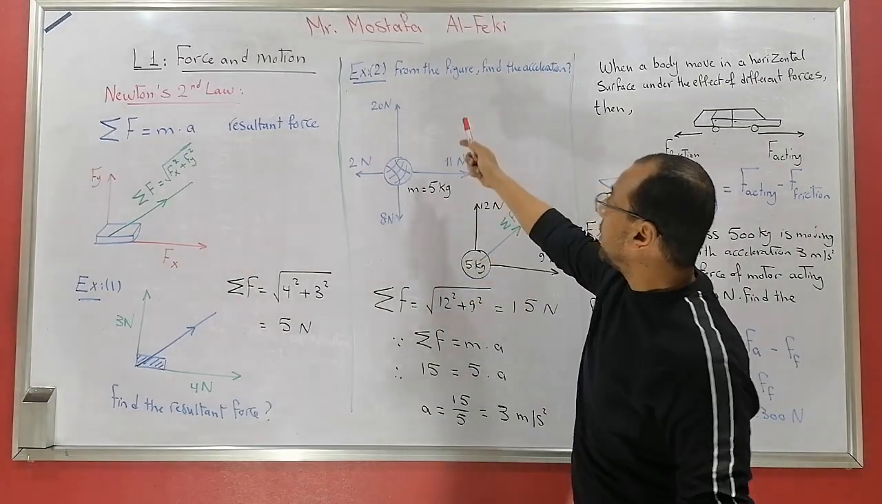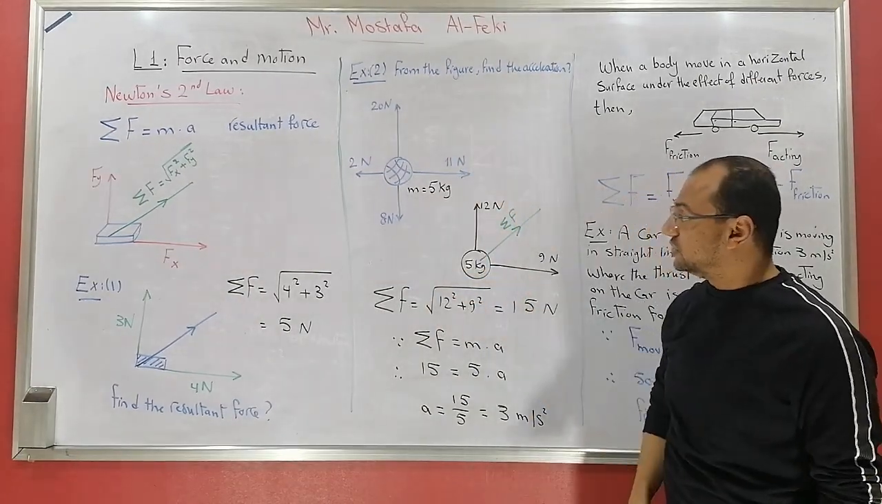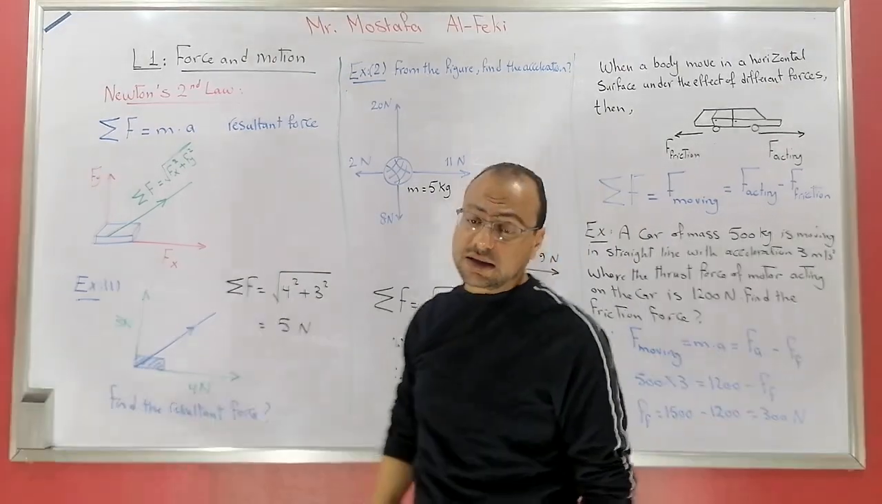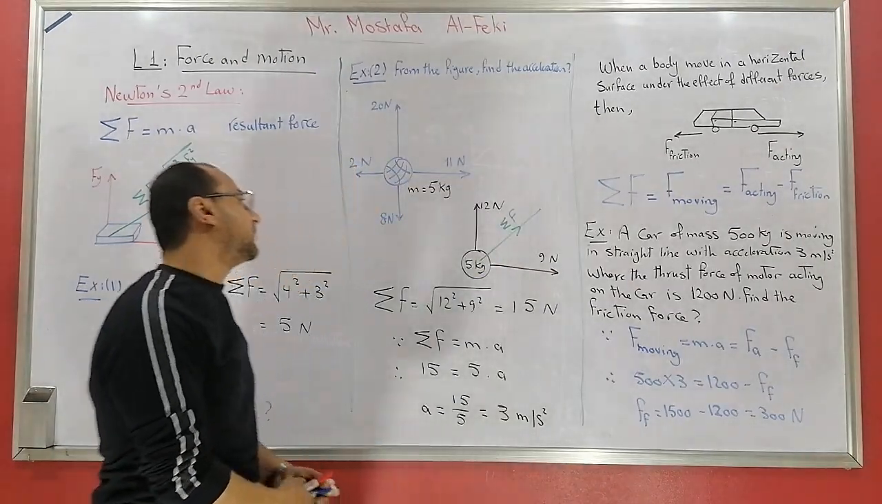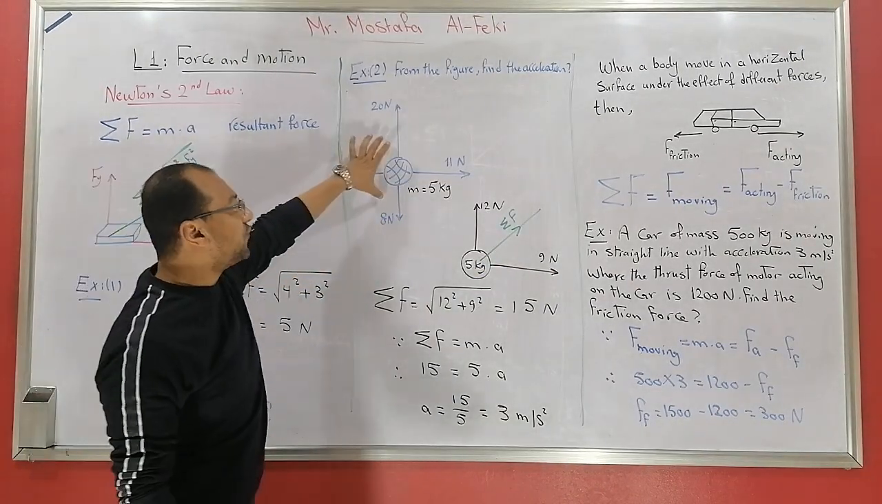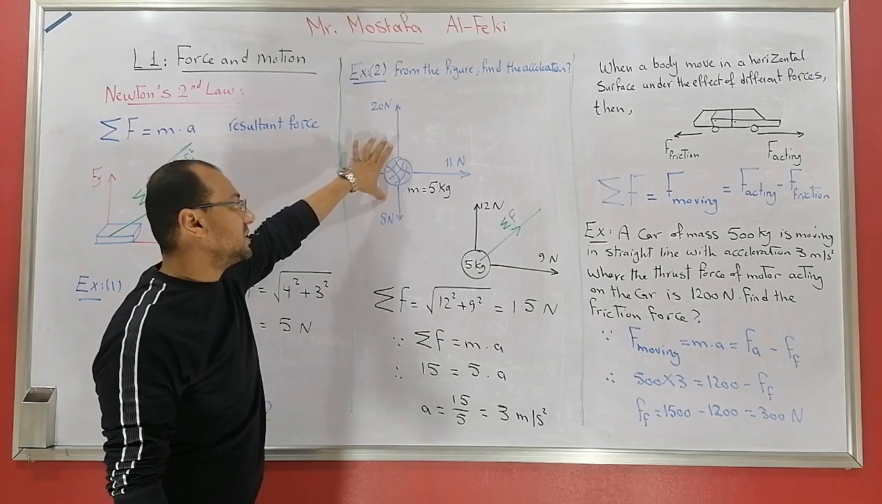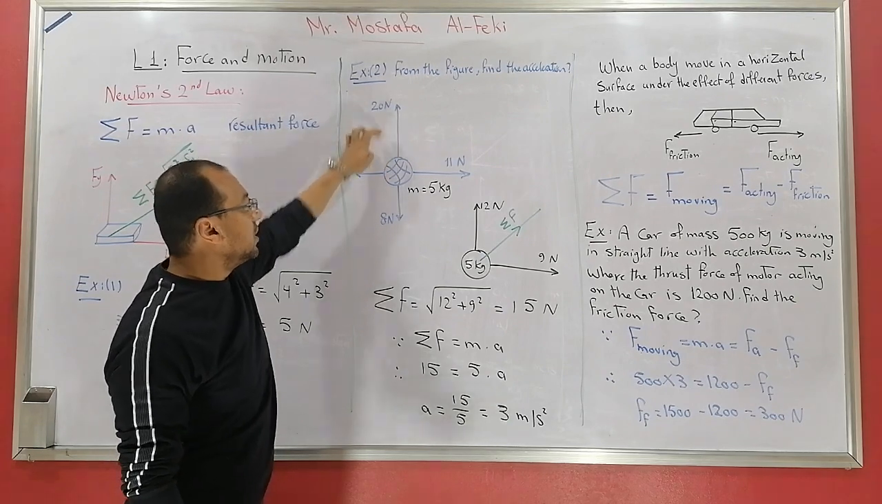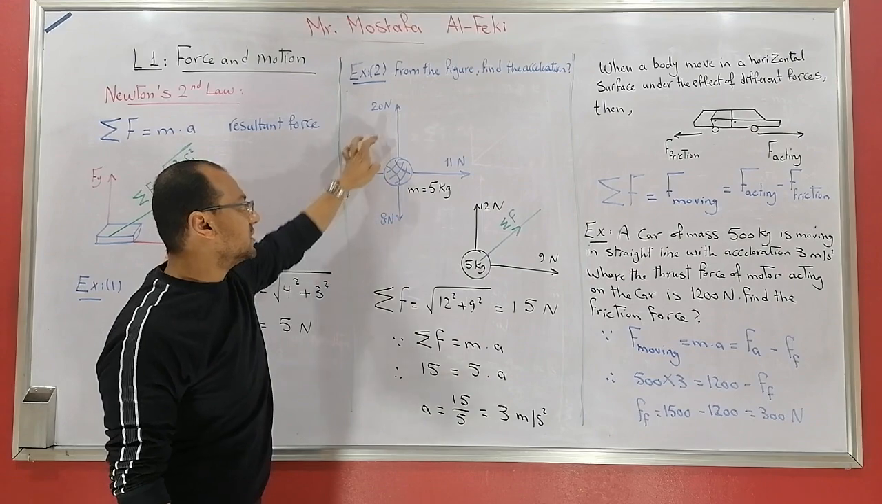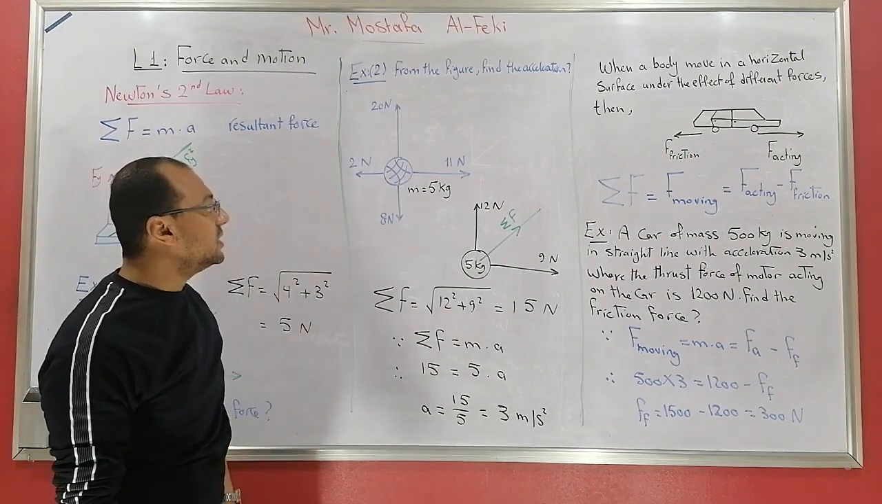Another example from the figure: find the acceleration. If a body is acted on by 4 different forces, then each 2 forces in opposite directions can be subtracted from each other.